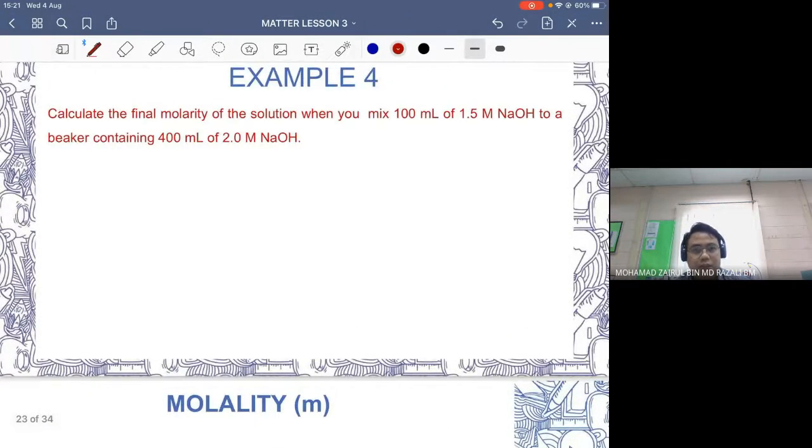Ni sama je macam tadi. Sama je dengan case tu. So nanti awak boleh try lah. This one ada dalam notes. Ni the same question dalam notes.